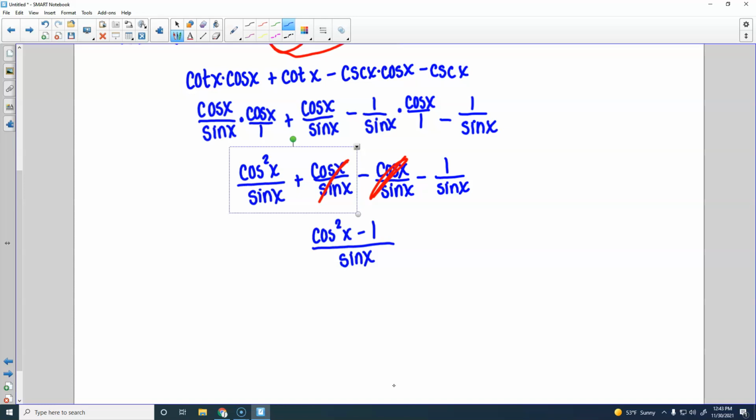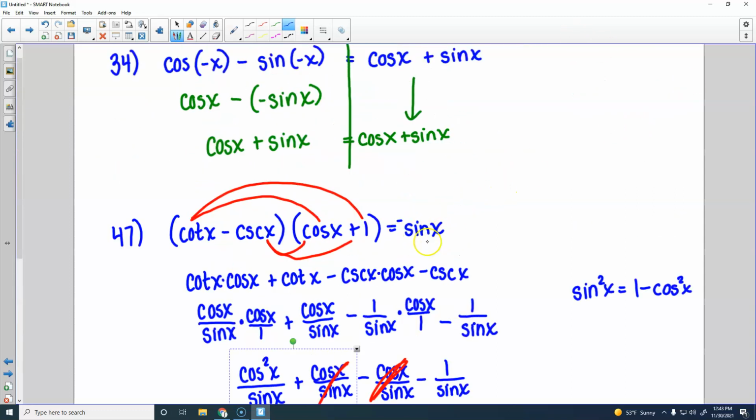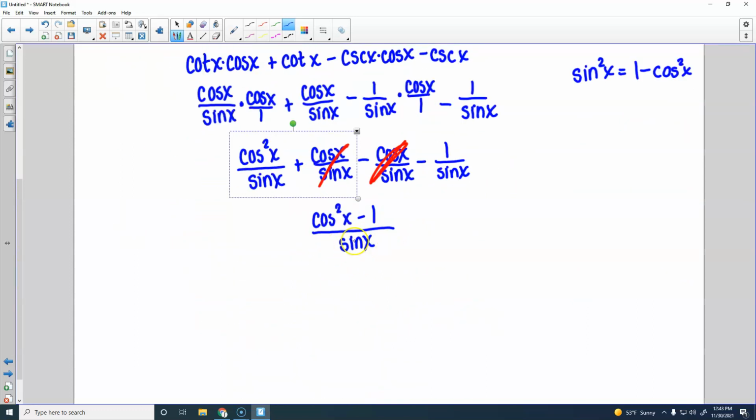Not quite. I know that sine squared x equals 1 minus cosine squared x, not cosine squared x minus 1. So it's close, but not quite. But I do know that my answer over here does not have a denominator. So somehow I got to cancel this sine with something, right? And I can't cancel it with something that has a cosine. So what do you think, Bo?